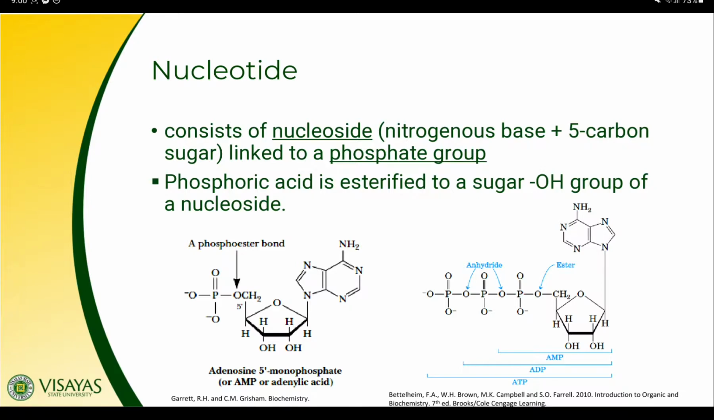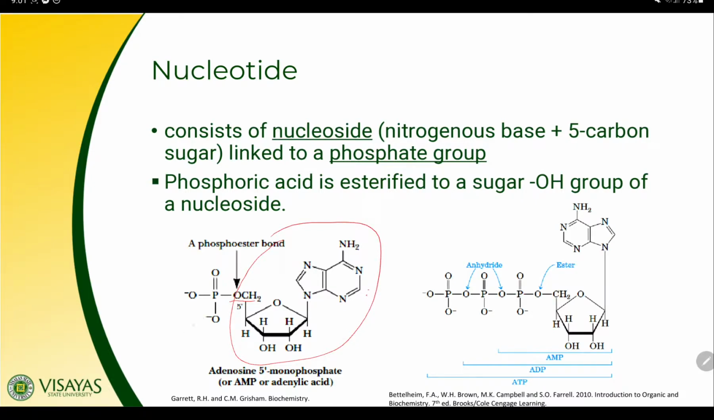A nucleotide again is a nucleoside which is linked to a phosphate group. Here, phosphoric acid is esterified to the sugar OH group of the nucleoside. That only means the phosphate is bonded to the CH2OH of our sugar molecule. Okay, so if this is our nucleoside, since we have an adenine base, the nucleoside name is adenosine.